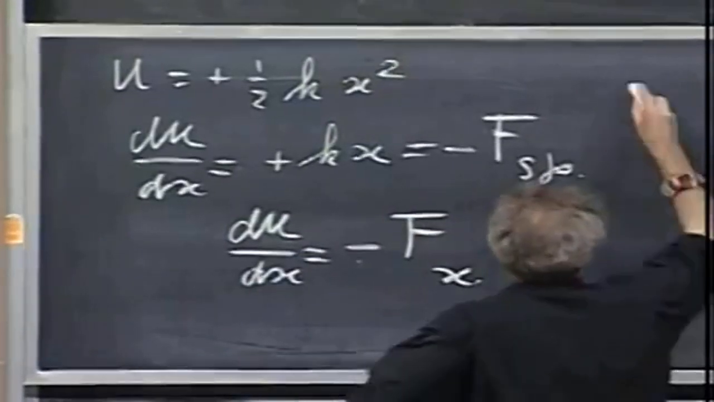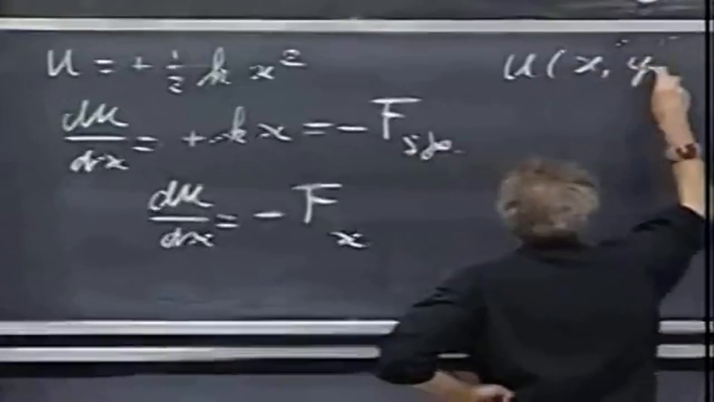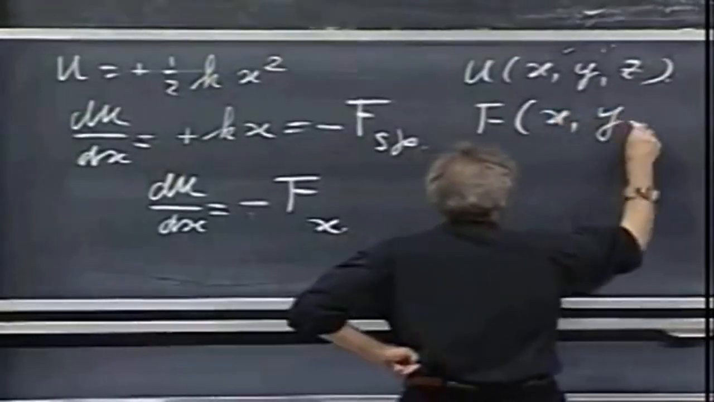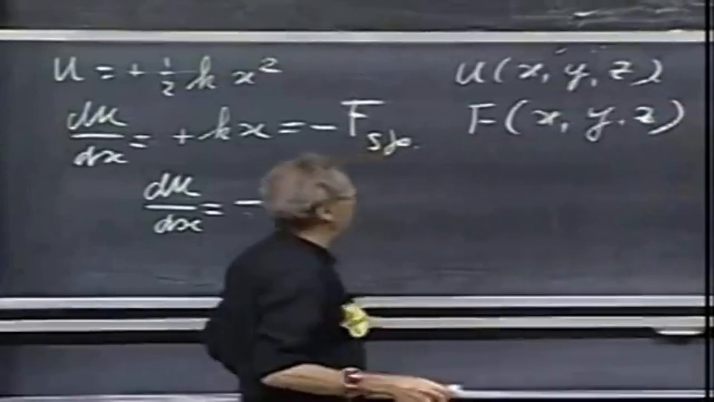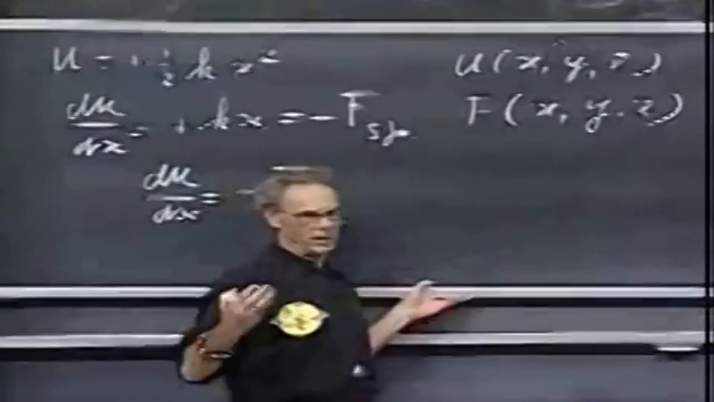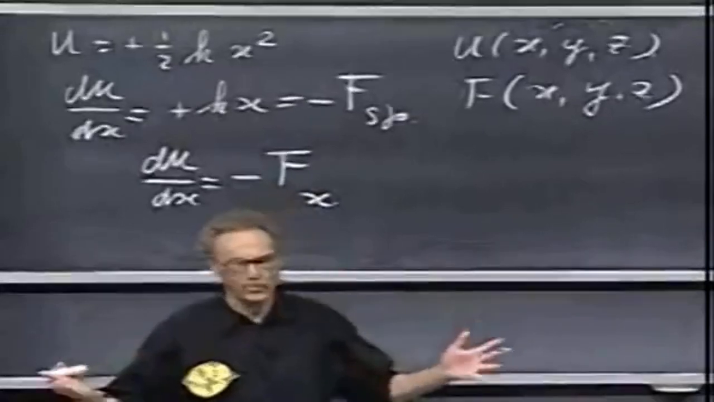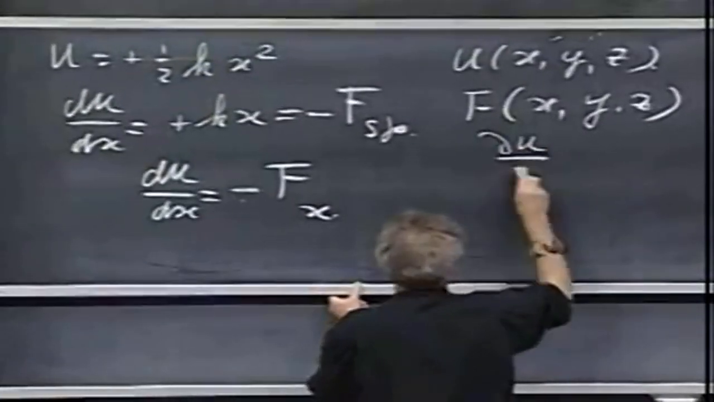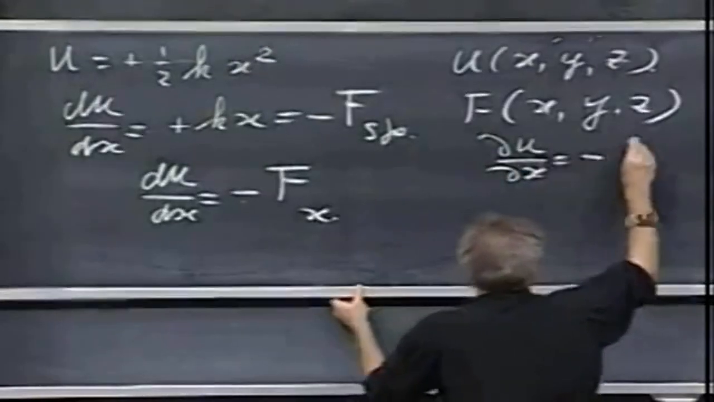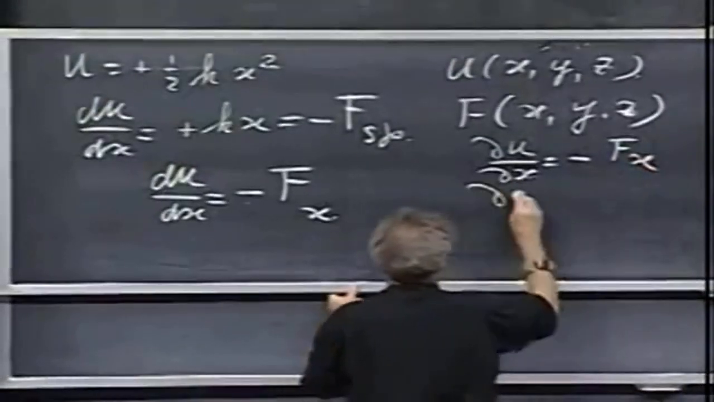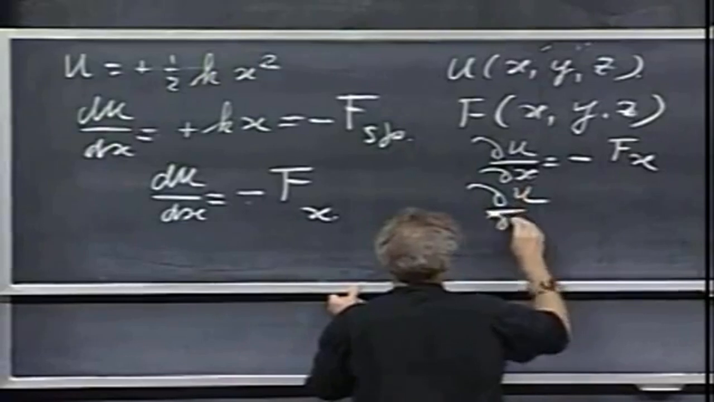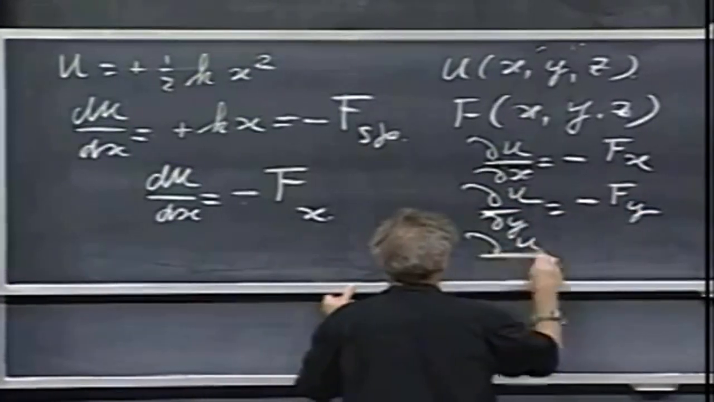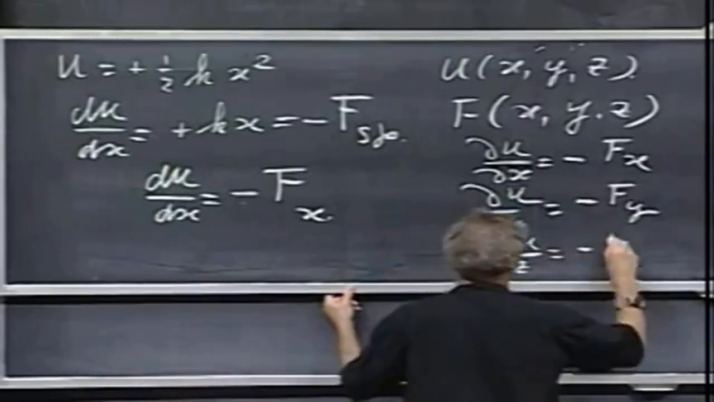If we have a three-dimensional situation where we know the potential energy as a function of x, y, and z, then we can go back and find the forces as a function of x, y, and z. It doesn't matter whether these are springs or gravity or electric forces or nuclear forces. You then find that dU/dx equals minus Fx, dU/dy equals minus Fy, and dU/dz equals minus Fz.